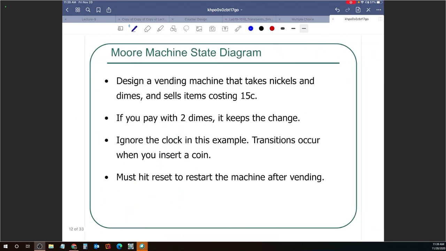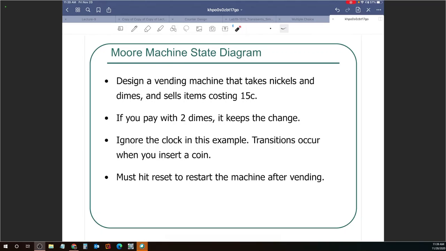Okay. We have a few minutes remaining. Let us try to look at a vending machine example. So we are going to design a Moore machine here, in which it's supposed to be a vending machine that can take two different types of inputs, nickels and dimes. Those are the only two types of coins it takes. And it sells items costing 15 cents. That's it. That's all there is in this machine. Things that cost 15 cents. That's it.